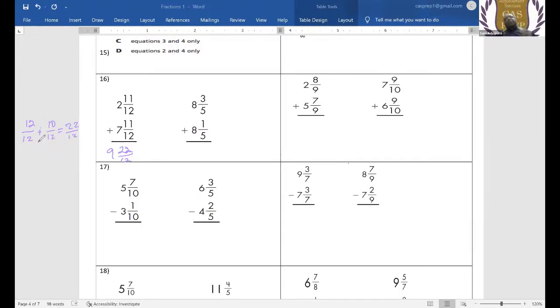Now, where did the 12 over 12 come from? Once I realized that I have what we call an improper fraction, because the numerator is larger than the denominator, I want to pull out a whole. A whole is equal to 1.